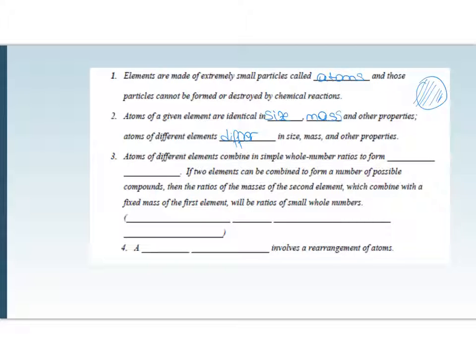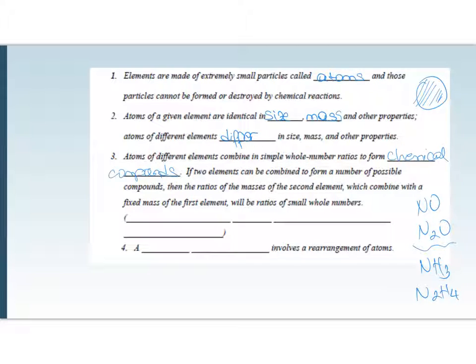The third one, atoms of different elements combine in simple whole number ratios to form chemical compounds. If two elements can be combined to form a number of possible compounds, what I mean is like nitrogen monoxide, or another example can be ammonia and hydrogen. So you see they have the same type of atoms, nitrogen and hydrogen here, but they are in different atomic ratios.